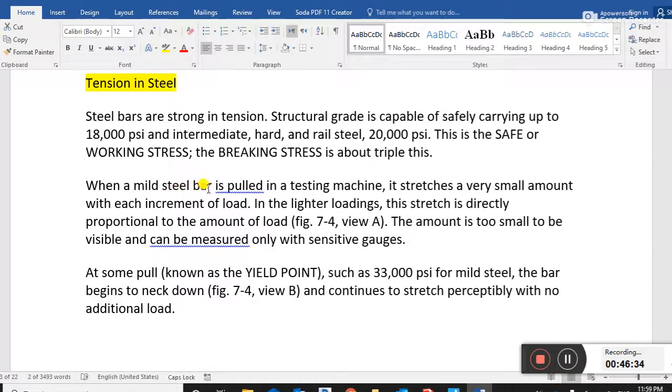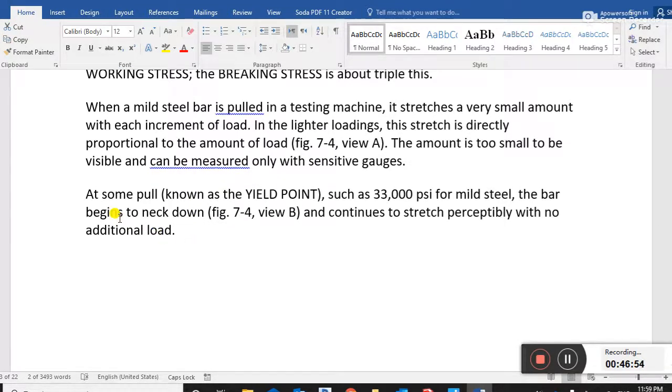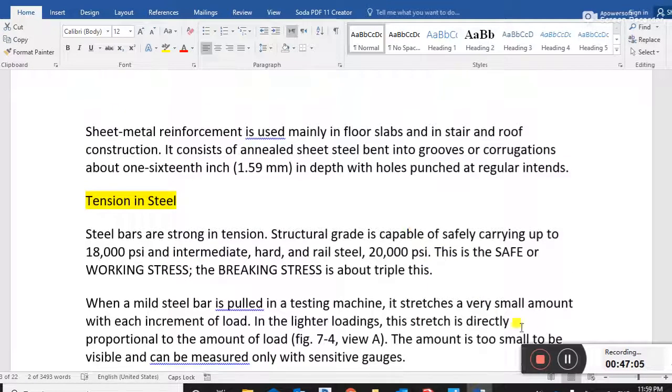When a mild steel bar is pulled in the testing machine, it stretches a very small amount with each increment of load. In lighter loading, this stretch is directly proportional to the amount of load, until at some point known as the yield point, such as 33,000 psi for mild steel, the behavior changes.